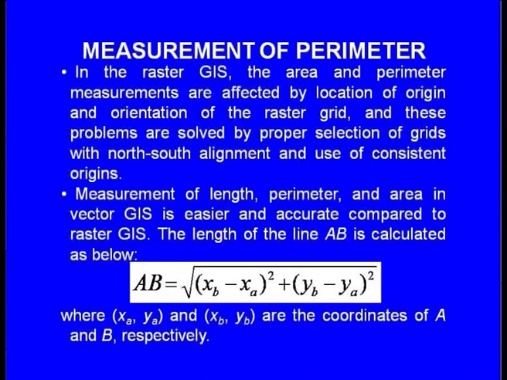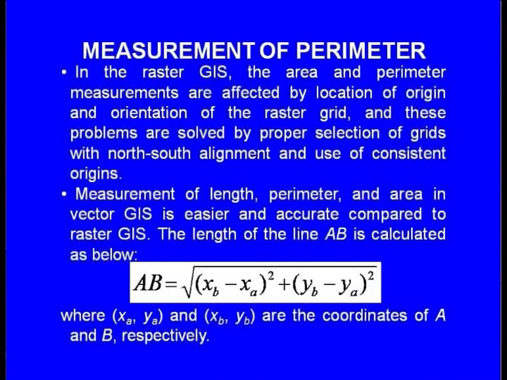Measurement of perimeter. In the raster GIS, the area and perimeter measurements are affected by location of origin and orientation of the raster grid, and these problems are solved by proper selection of grids with north south alignment and use of consistent origins. Measurement of length, perimeter and area in vector GIS is easier and accurate compared to raster GIS.